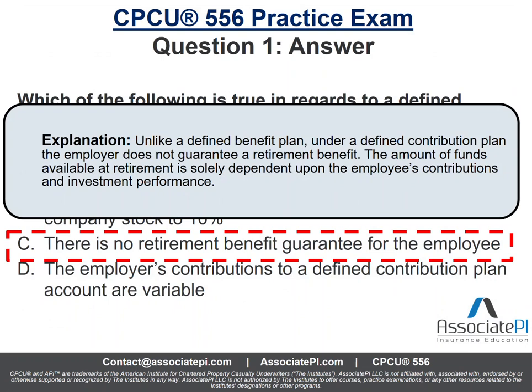Correct answer is C. There is no retirement benefit guarantee for the employee. This is a tricky one because you have to know the difference between a defined benefit plan and a defined contribution plan. Under a defined contribution plan, the employer does not guarantee a retirement benefit. That's under a defined benefit plan. So tricky. The answer options will try to confuse you like that. So you've got to know the difference between defined benefit and defined contribution.